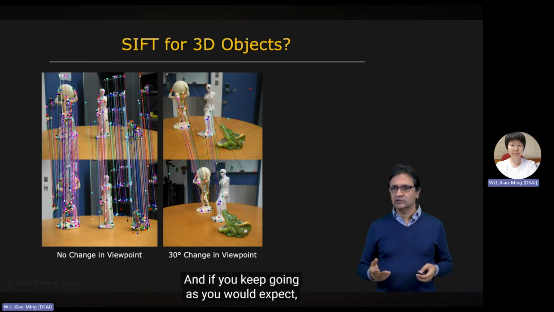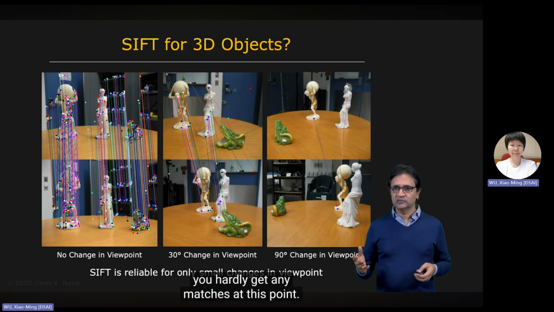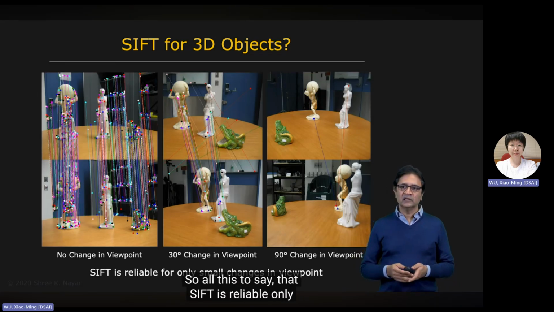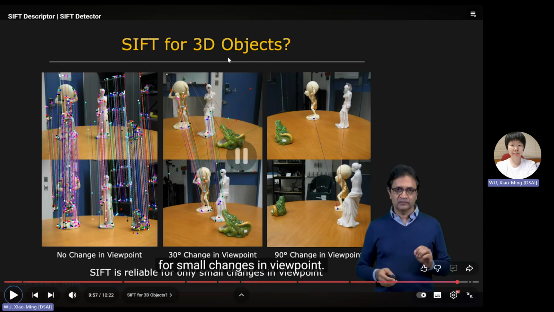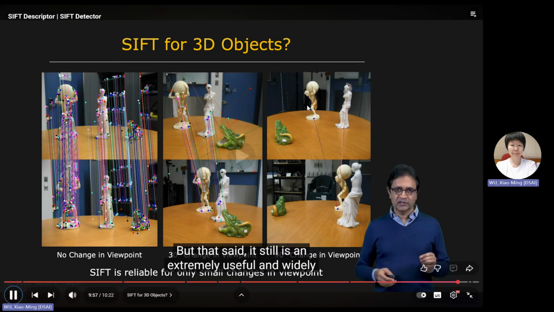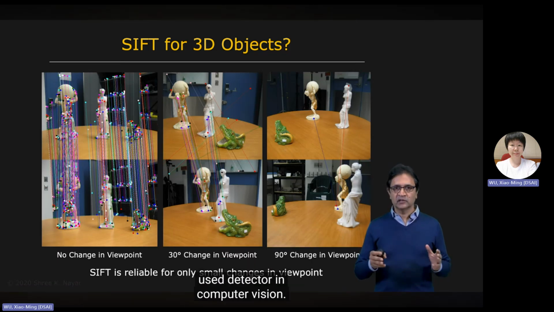And if you keep going, as you would expect, here you have a 90-degree change in viewpoint. You hardly get any matches at this point. So all this is to say that SIFT is reliable only for small changes in viewpoint. It's only robust to small changes in viewpoint. Of course, that's quite natural. If images were taken from quite different viewpoints, their appearances are totally different. But that said, it still is an extremely useful and widely used detector in computer vision.